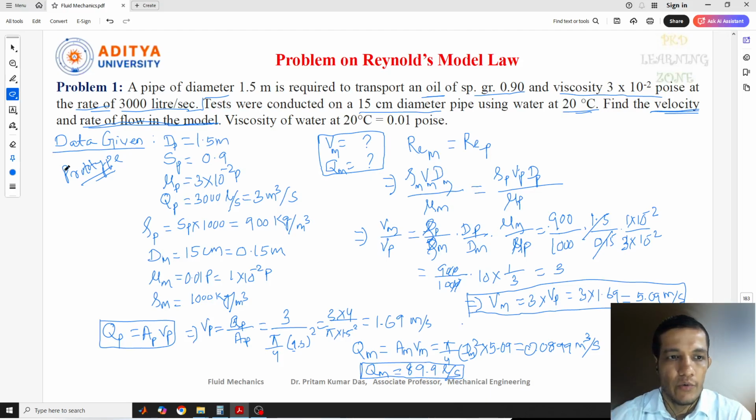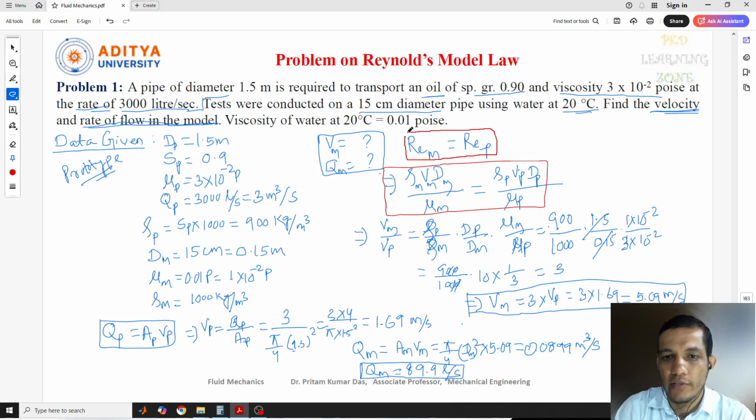The only thing is we need to remember this formula, which we derived, or else you can just remember the concept. We need to make the Reynolds number of the model and the Reynolds number of the prototype similar. So the remaining things are very simple. You can easily calculate this.